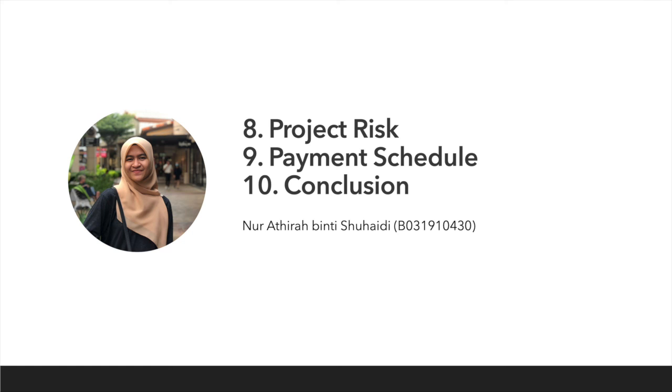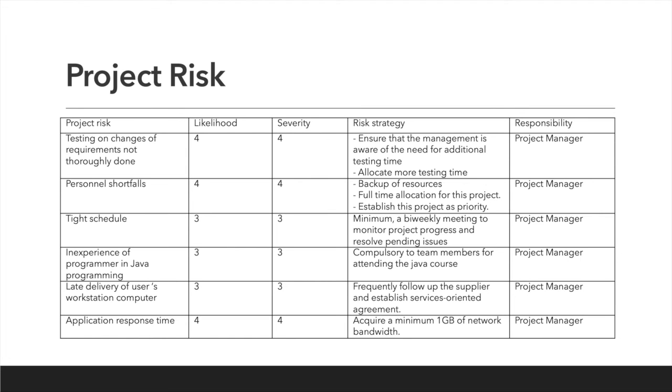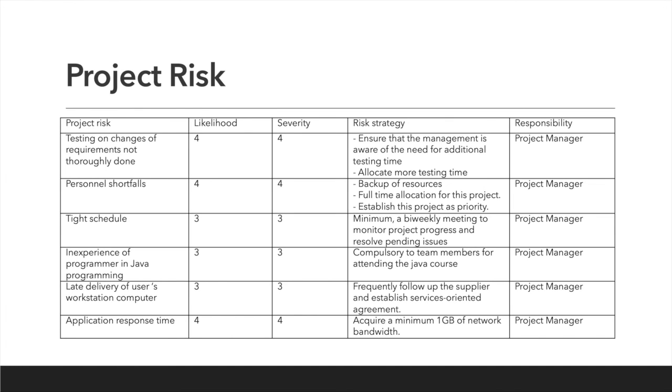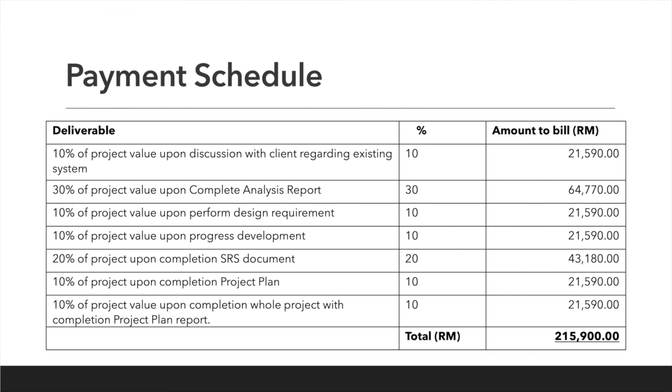So let's move on to the next slide, which is project risk. Project risk is a failure of meeting the milestone dates set for each development phase. As you can see in this slide, we have discussed with the team members and found that 6 project risks could happen in developing the system. However, we have also discussed the risk strategy to handle all the project risks. The next slide is the payment schedule.